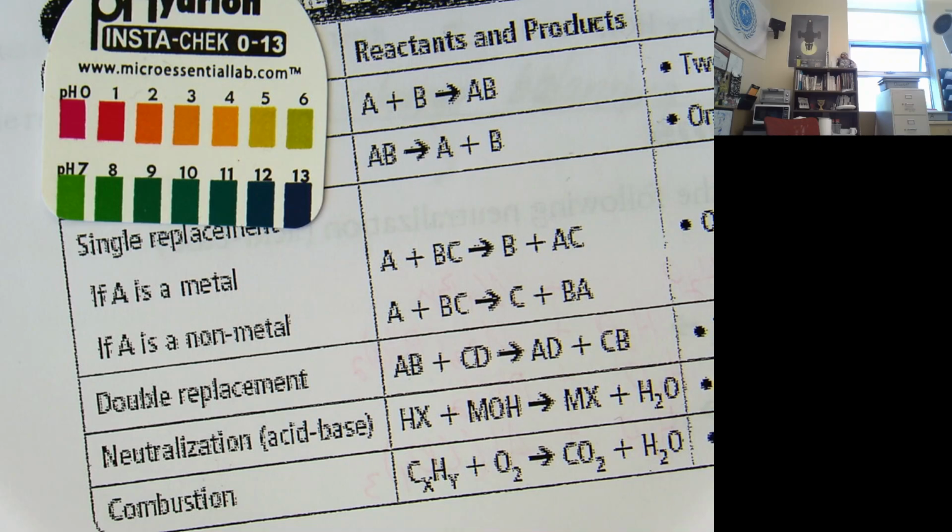Seeing colors. Okay, cool. So we're going to add some universal indicator. And I mean, vinegar is an acid. You'd expect it to be red. The pH of this thing is what? 1? 1-ish?